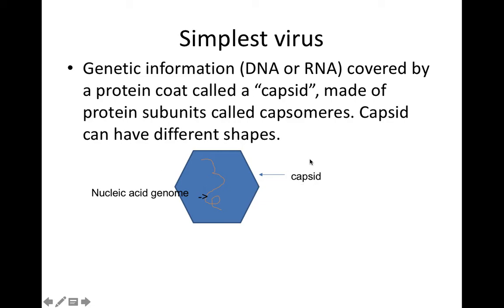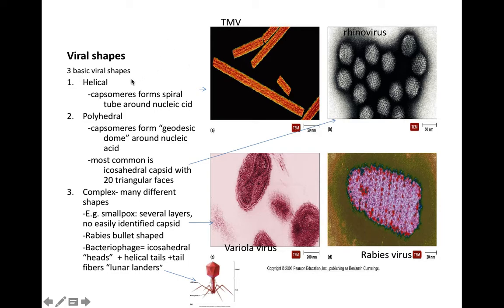Capsids are made of protein subunits called capsomeres. And depending on how the capsomeres are arranged, the capsids can have different shapes. Virologists will use the shape of a capsid to help them identify unknown viruses. So folks, here are three basic categories of shapes. Don't worry about these too much, but there's helical, where the capsomeres form a spiral tube around the nucleic acid. So remember, tobacco mosaic virus was a helical virus. And then this is a really common shape called polyhedral, where the capsomeres form like a geodesic dome around the nucleic acid. So here are some cool polyhedral rhinoviruses.